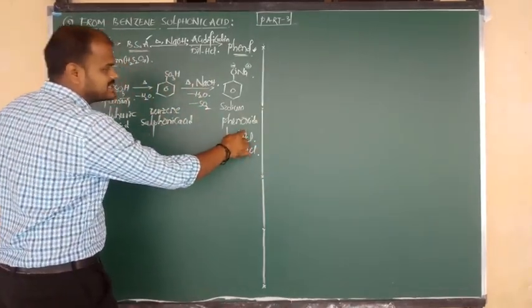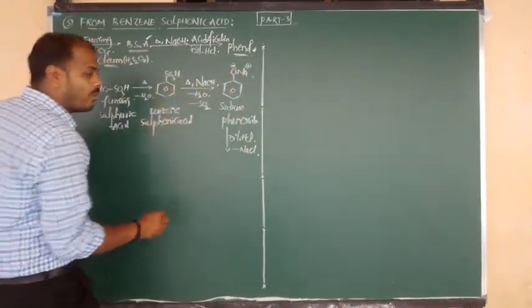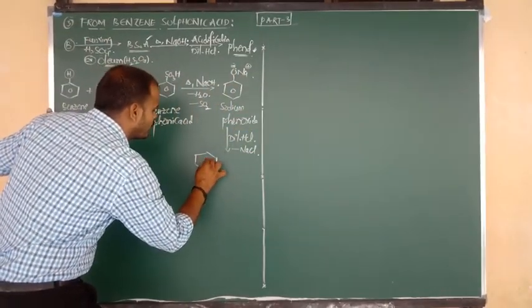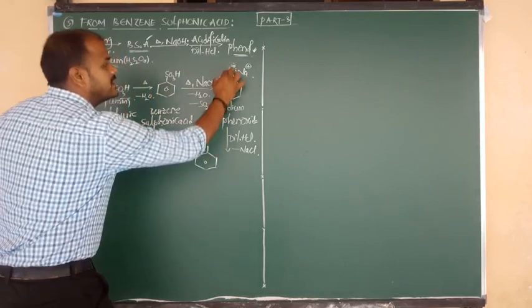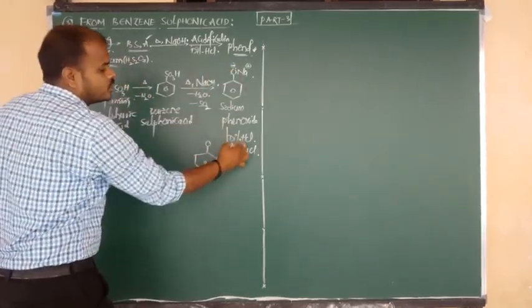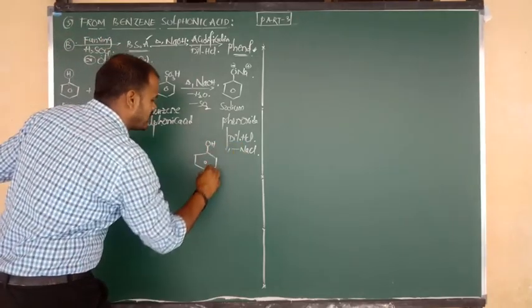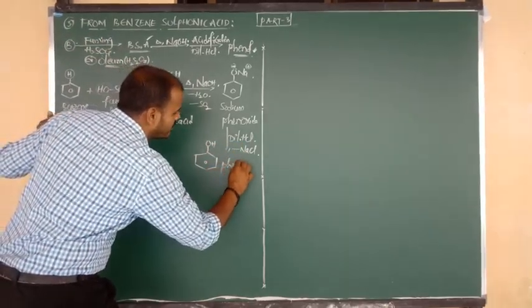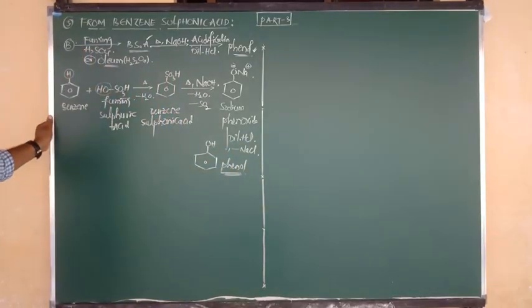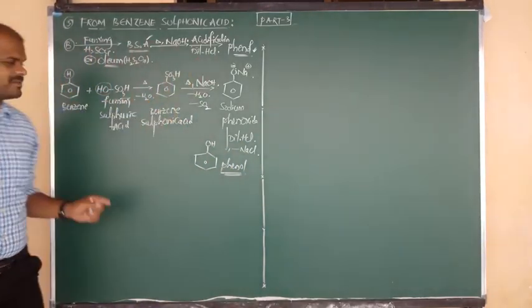Remaining is H plus. It attacks upon O minus. So the final product is benzene connected to the group O, O minus, now connected to H plus. So this is your final product. What is the name of this product? Phenol.